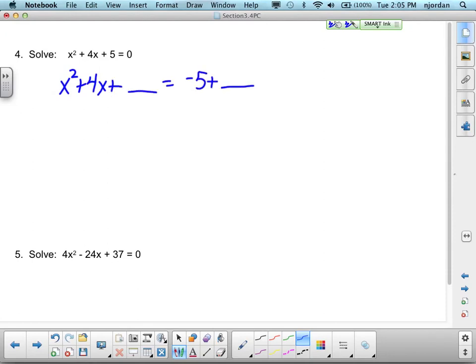Move the 5 over to the right. Half of 4 is 2. 2 squared is going to equal 4. So that term is going to be added on either side. Factoring to a binomial squared, we get x plus 2 squared equals -1.